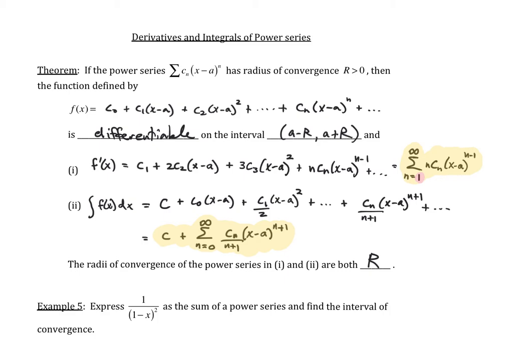So to summarize, when you have a power series, your power series is going to be differentiable. We have this interval of convergence, and we can create two new series, f prime and the antiderivative. That is the derivative and the antiderivative, and the radius of convergence for both of these is R. So why don't we look at a quick example?